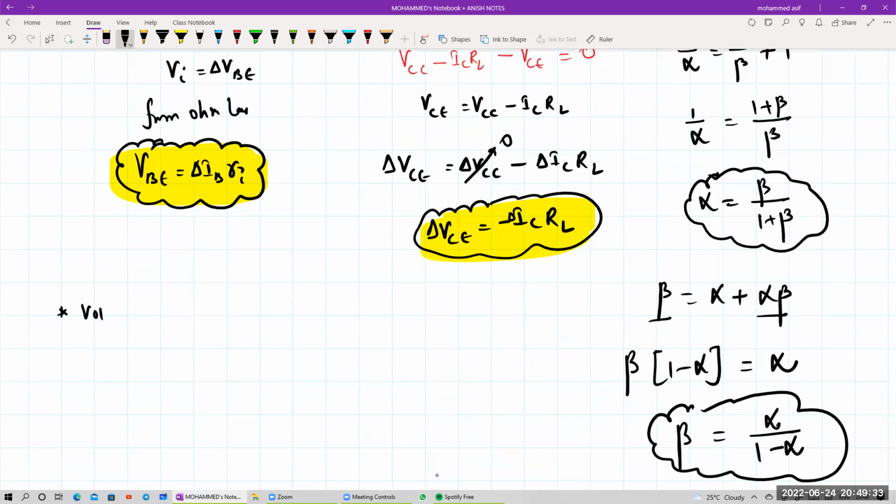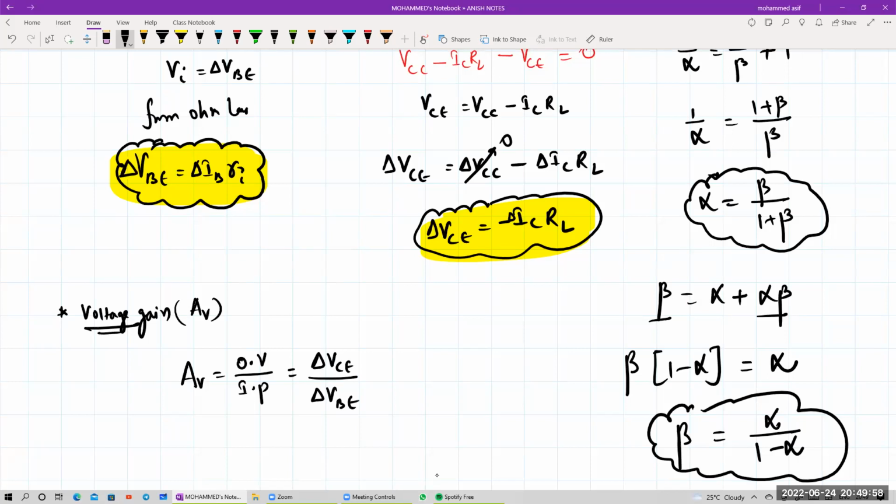Next, one more important formula. How do you define voltage gain? Voltage gain is represented by AV. Voltage gain will be equal to output voltage divided by input voltage. Output is collector, so output is delta VCE divided by input, which is delta VBE. So that will be equal to minus delta IC into RL divided by delta IB into RI.